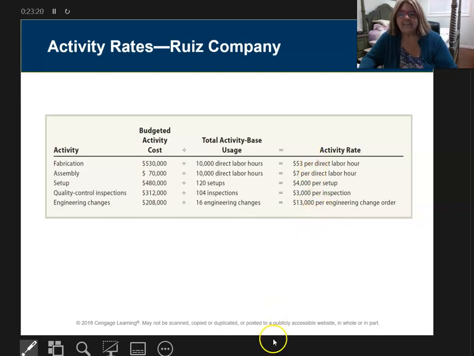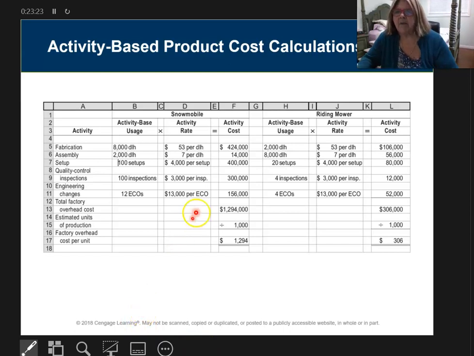Now that we have activity rates, we're going to apply them. I have two products, my snowmobiles and my riding mowers, and here are my activities. My snowmobile takes this information times my rate, and I multiply it across and add it up. So you take your one product first, your activity-based usage for just that product, times the rate you calculated, which equals these numbers. Then you add them up and divide by the number of units you're going to produce to find cost per unit, because I'm always looking for cost per unit on this one.